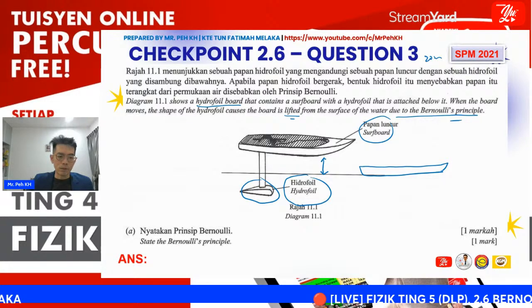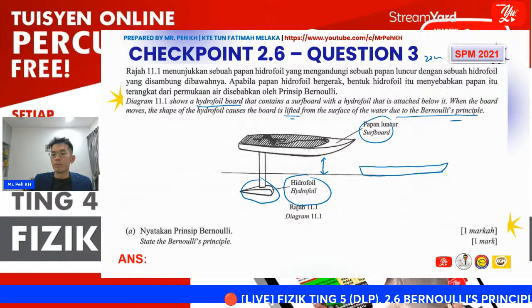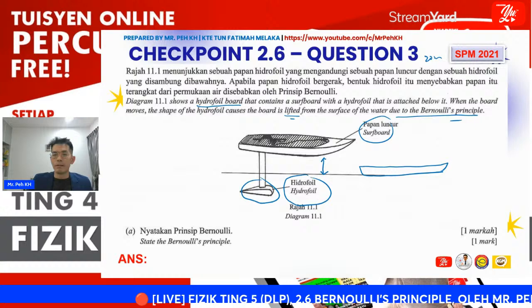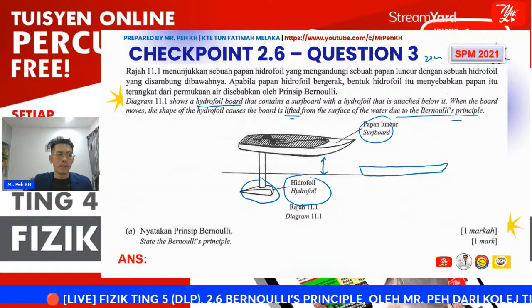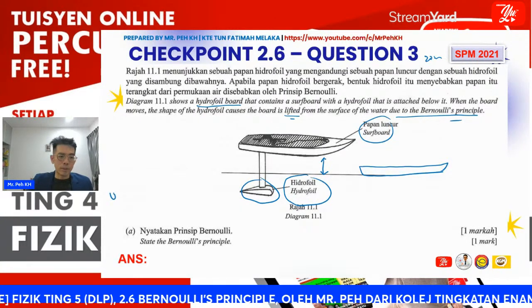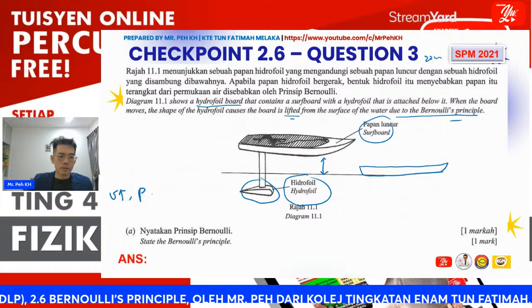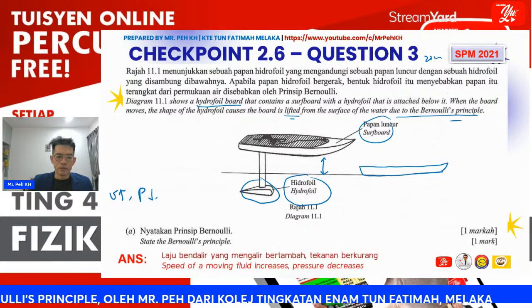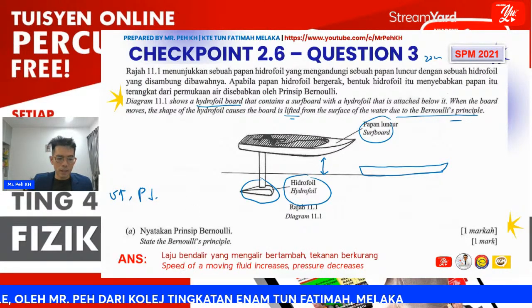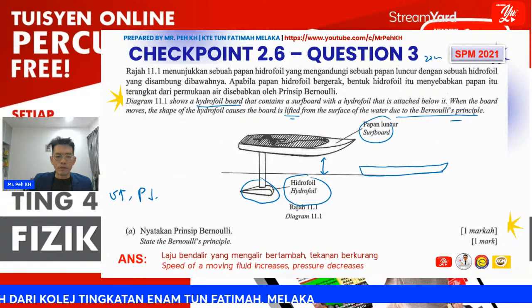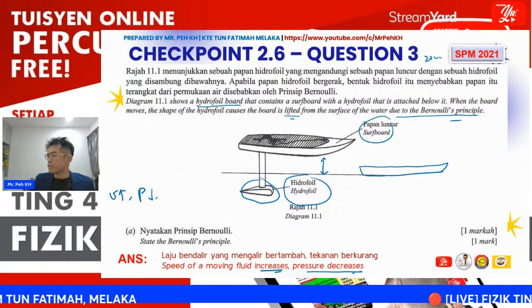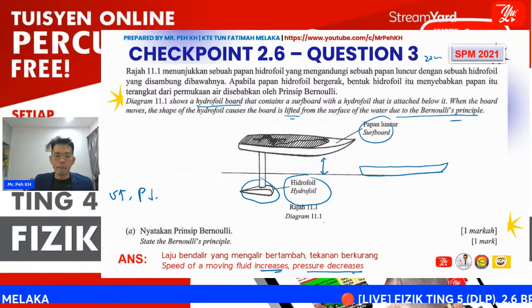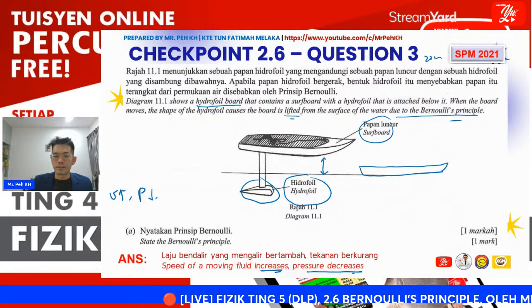Okay, so state Bernoulli's principle. Bernoulli's principle is the relationship between the speed of the fluid and the pressure. So when speed increases, pressure decreases. So here is the definition: when the speed of the moving fluid increases, the pressure decreases. This is a very straightforward principle and not very hard to memorize.